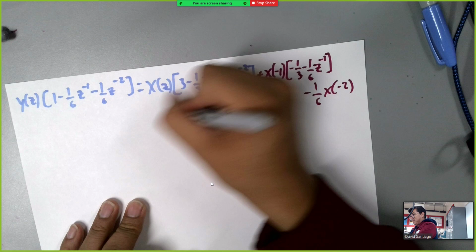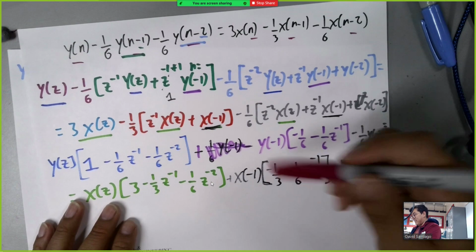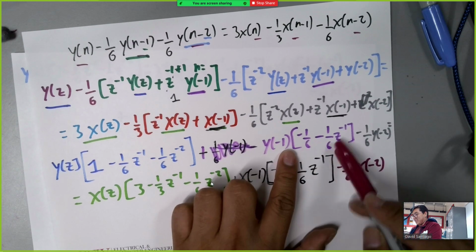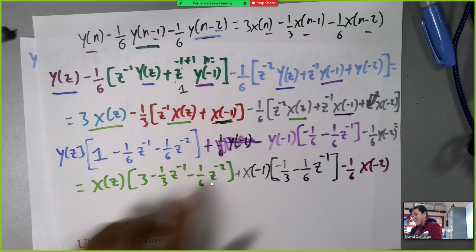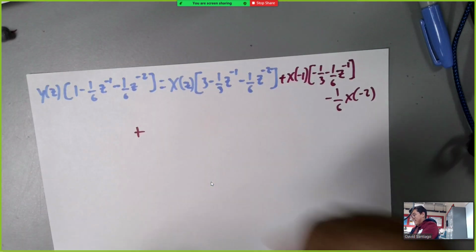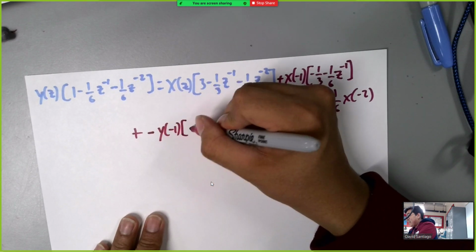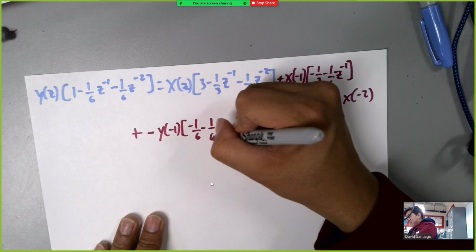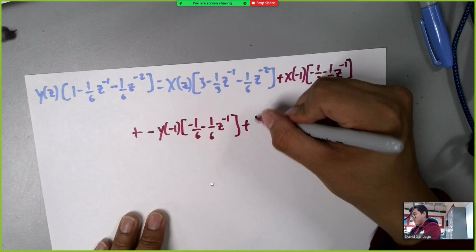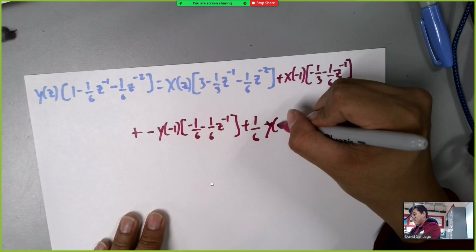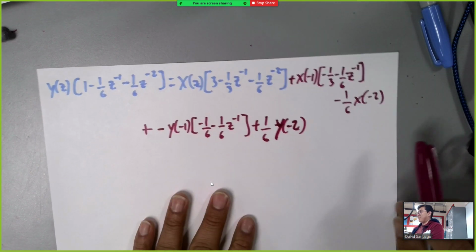And then plus, I'm going to be moving these output initial conditions to the right side of the equation. This is a plus, that's a minus, so that means if we flip on the other side, it should be a minus y of minus 1, 1 over 6, minus 1 over 6, z to the minus 1, and plus 1 over 6, y of minus 2. There we go. A lot of work, right?